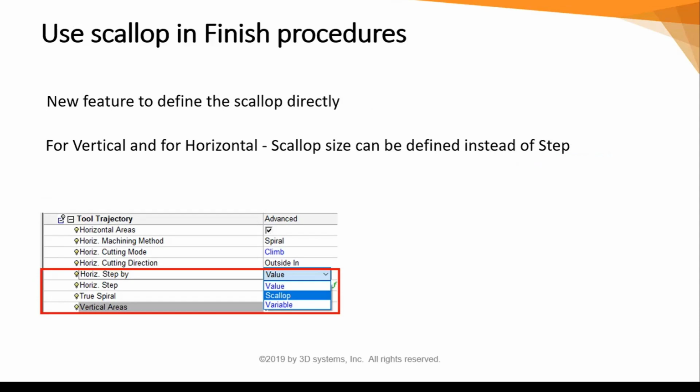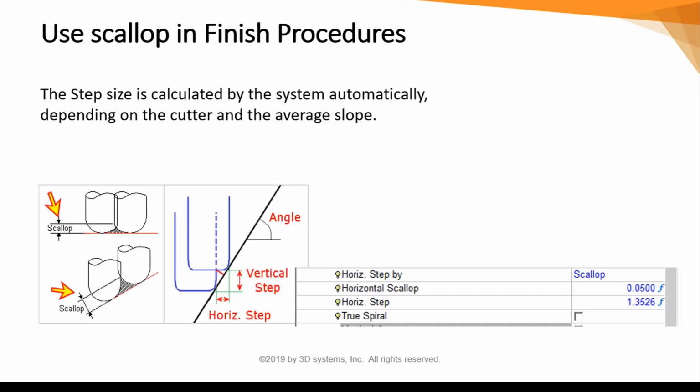In version 15, a new feature to define the scallop directly. It is available for vertical and for horizontal motions. The scallop size can be defined instead of the step. The step size is calculated by the system automatically. It is depending on the cutter and the average slope.